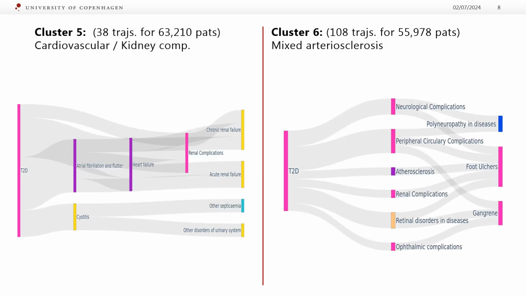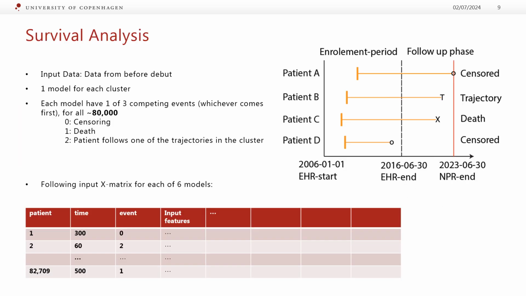In cluster 5, all my patients have some type of cardiovascular complications, and then later on leading into kidney complications. And here we can see the temporal aspect and longitudinal aspects of this, because we first have cardiovascular leading into kidney complications. Then cluster 6 is kind of also a mixed cluster, but with a focus on arteriosclerosis.